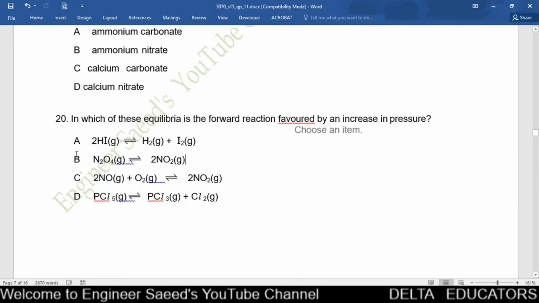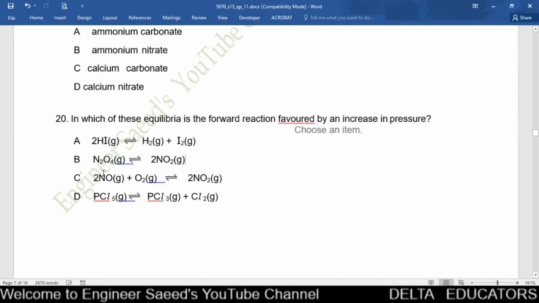So here with the increase in pressure there will be no effect because here volume on both the sides is same. Option B, here we have 1 mole of N2O4 and after the reaction we have 2 moles of NO2. So here volume is increasing. So here if we increase the pressure, the reaction will proceed in the reverse direction, in the backward direction. It will not proceed in the forward direction. So option B is also incorrect.